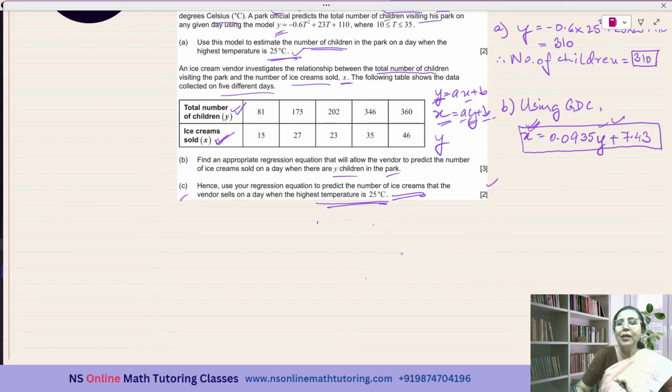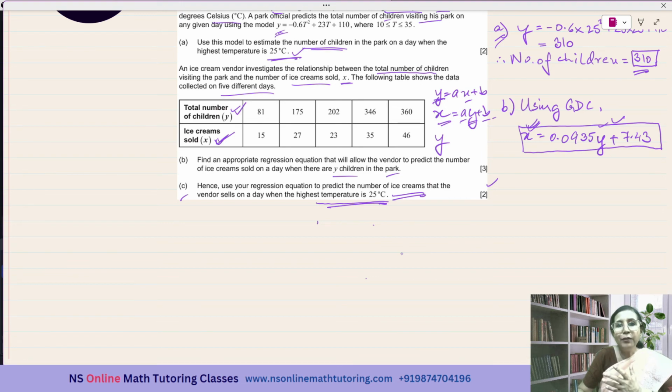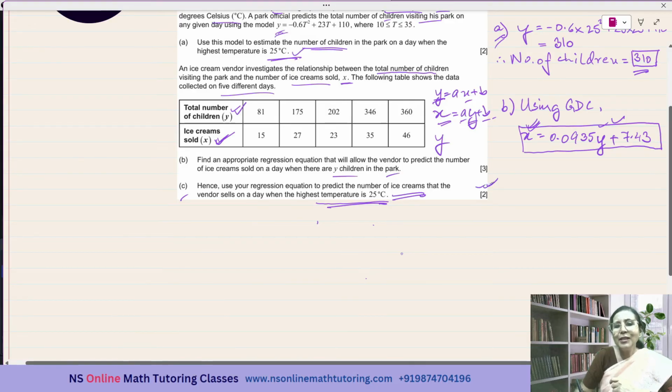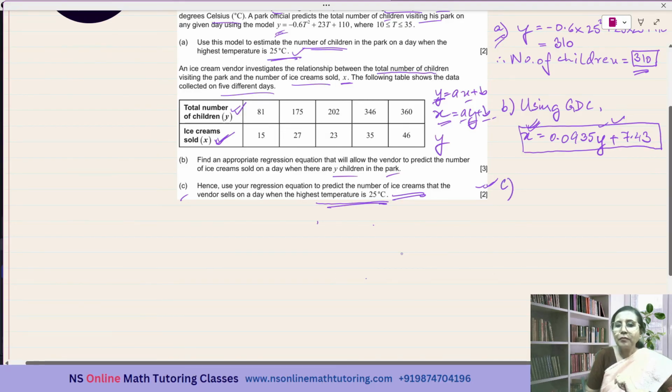How many children are visiting the park on the day when the highest temperature is 25 degrees Celsius? That is obtained from subpart A's answer, which is 310. So if you don't understand where to get the number of children from, then you will not be able to solve this. So I think this is slightly tricky, because you have to get the answer from the earlier subpart's question. So C, number of children equal to 310 equal to y.